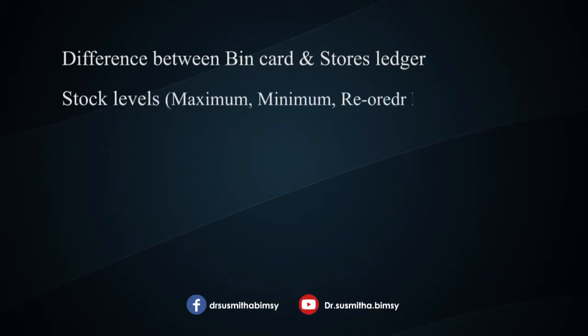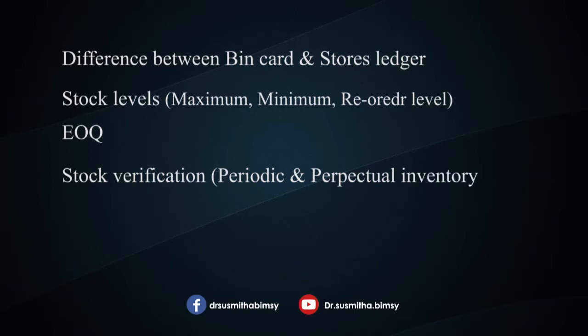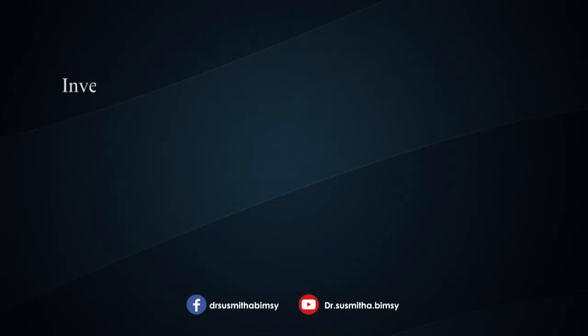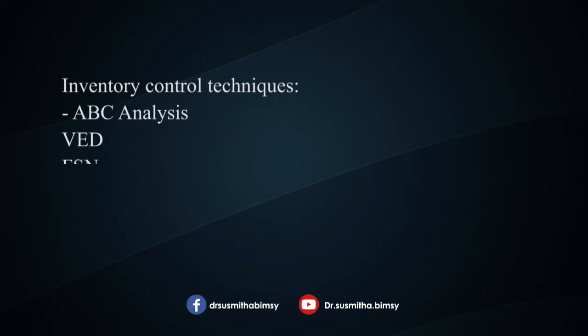Stock levels include maximum stock level, minimum stock level, reordering level, danger level. Then economic order quantity. Then stock verification, that is inventory system. It includes periodic inventory system and perpetual inventory system. You have to know the difference between periodic inventory and perpetual inventory system. And next, the various selective inventory control techniques. There are many inventory control techniques like ABC analysis, VED analysis, FSN analysis, HML analysis, SD analysis, and the JIT, just-in-time inventory technique is also there.